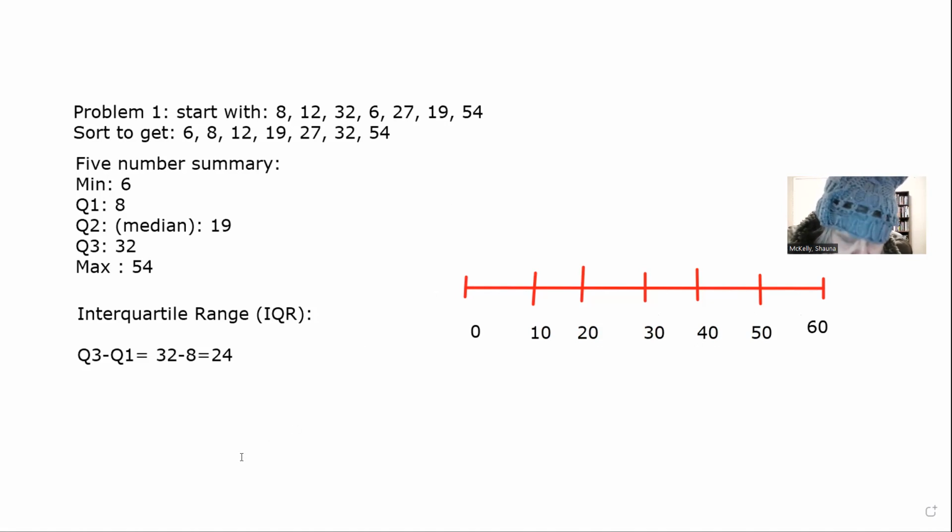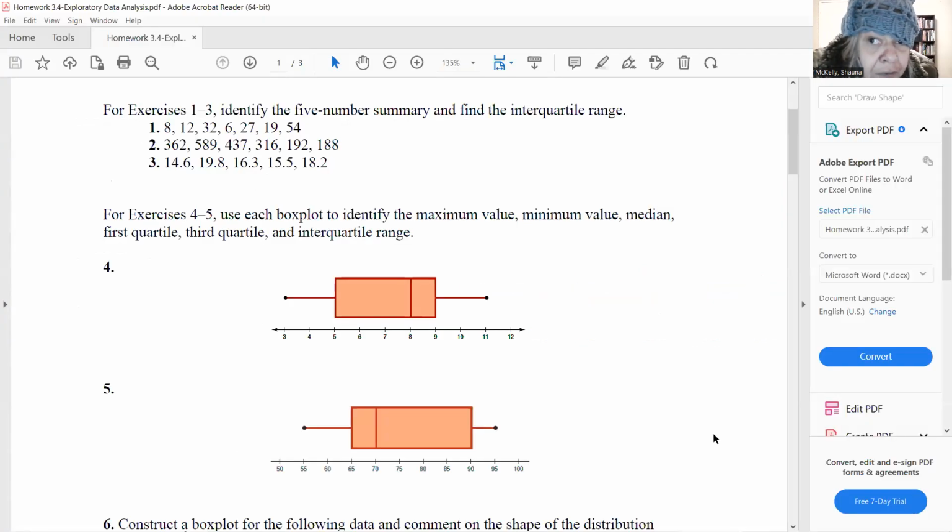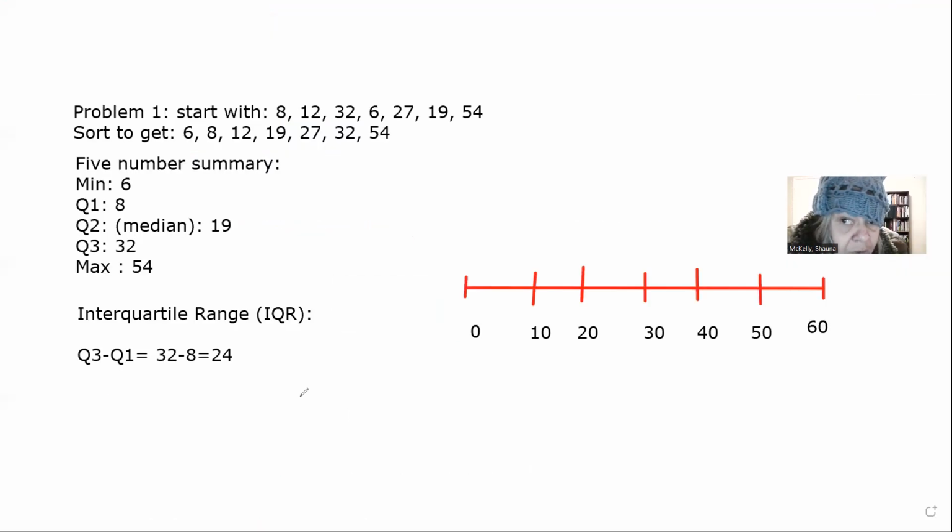And if you remember, let me do a couple of things here. I'm going to switch screen. I'm going to go to the homework here. It just says find the 5-number summary and the interquartile range. It doesn't ask me to draw a box plot. So I'm doing extra work here, but I'm doing it for a reason. So for 1 through 3, you're only going to do this.